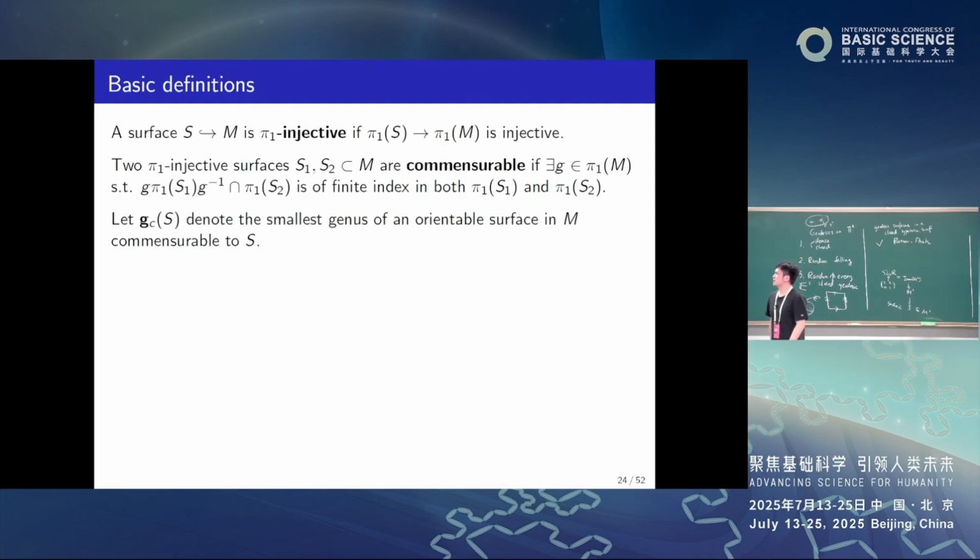So in my commensurability class, take the smallest genus. So basically, it's like the area of my surface. The area of my surface is going to be 4 pi times g minus 1.